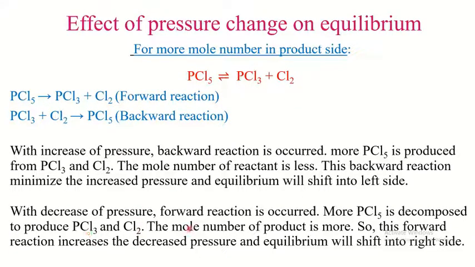If pressure is decreased, then forward reaction occurs. More phosphorus pentachloride is decomposed to produce phosphorus trichloride and chlorine. The mole number of product is more, so this forward reaction increases the decreased pressure and equilibrium will shift to the right side. This is the effect of pressure on the equilibrium state of a reversible reaction where the mole number of product is more than reactant.